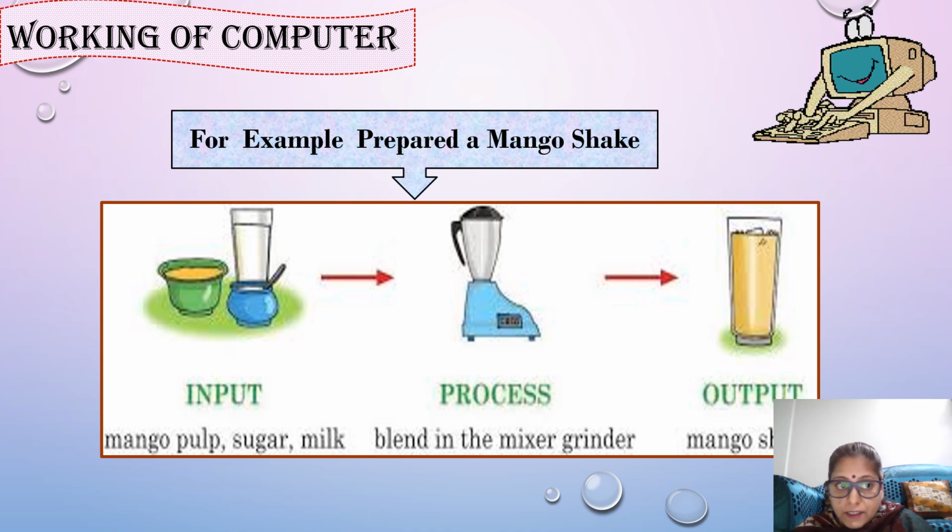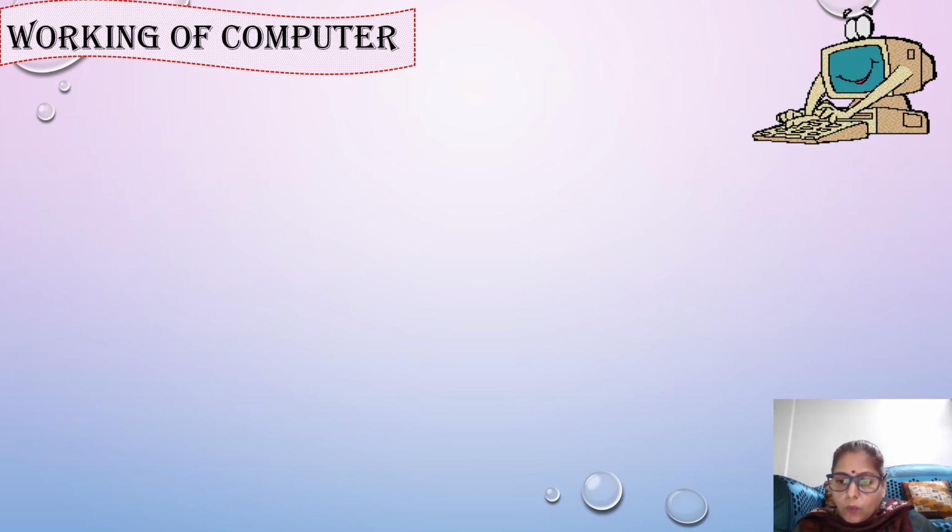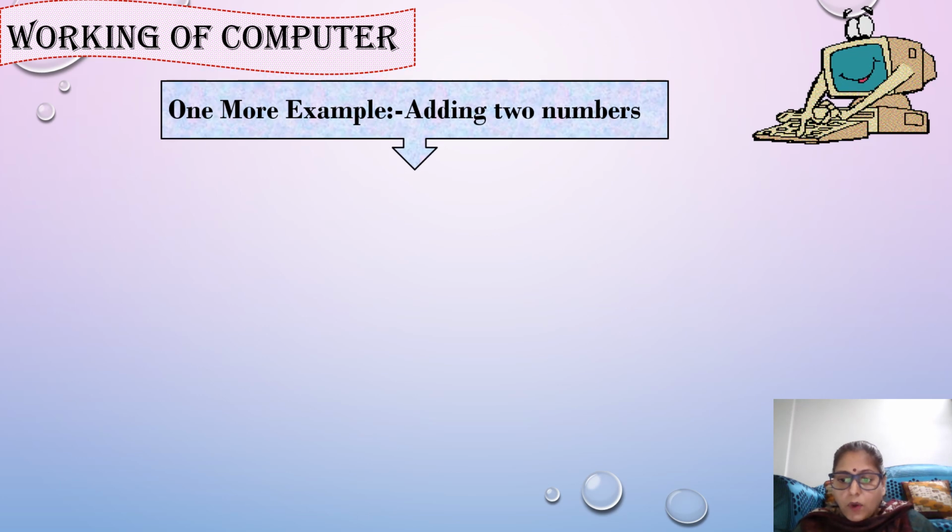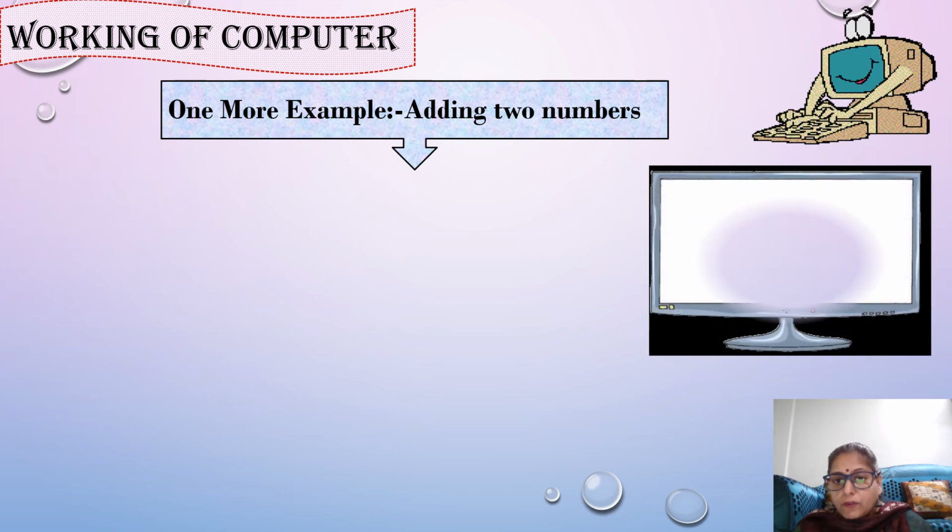Okay, do you understand, children? Children, let us understand one more example, with the help of one more example, how the IPO cycle works. Okay, here we are going to take an example of adding two numbers. For adding two numbers, what is the input, children?